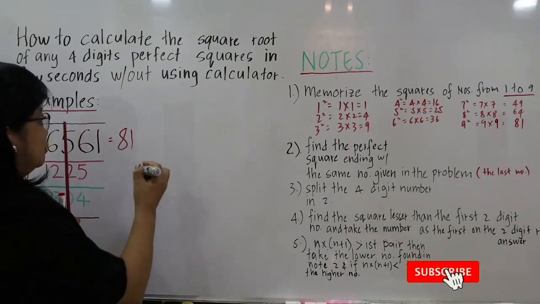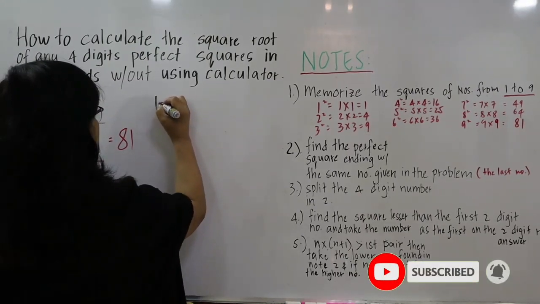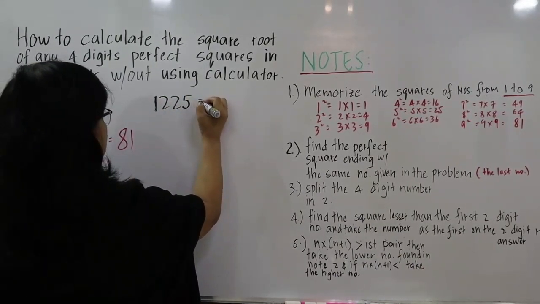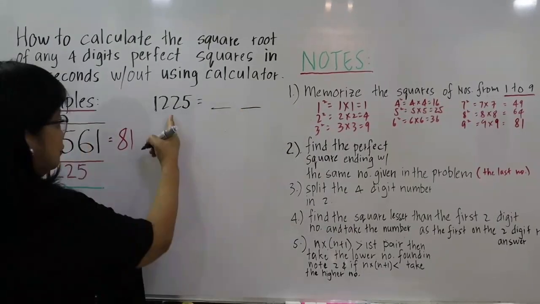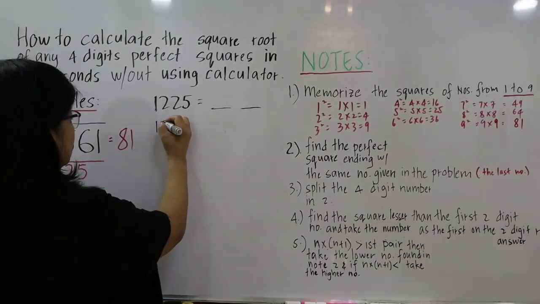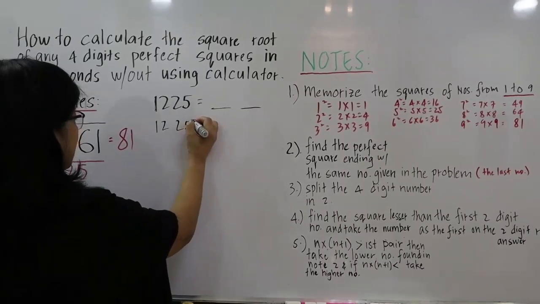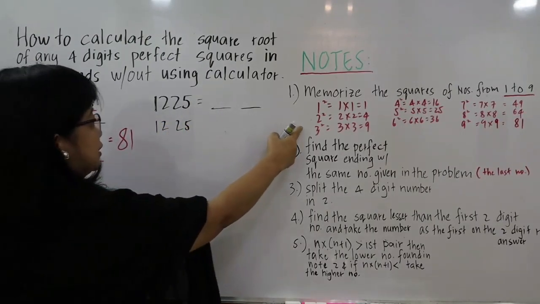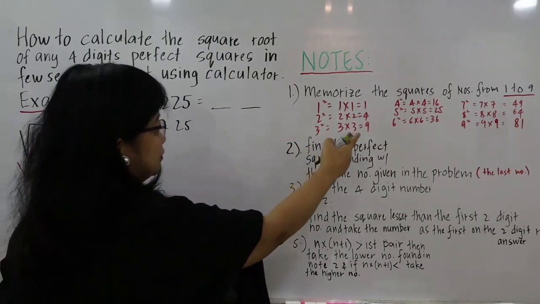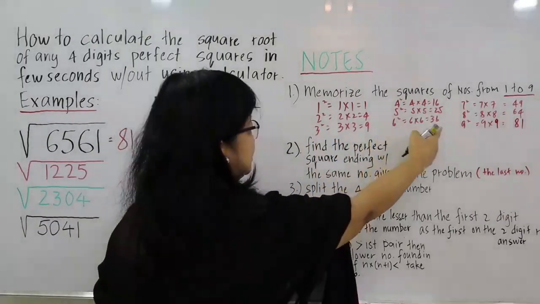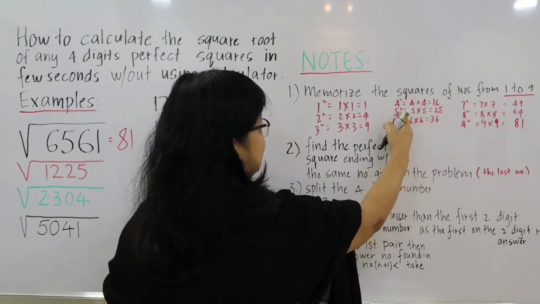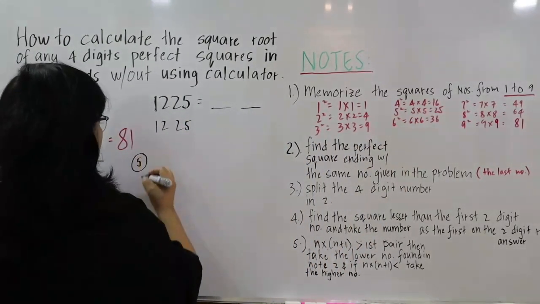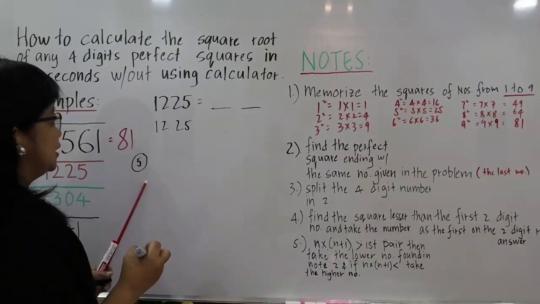The square root of 1,225 is equal to... Now, if we group this into 12 and 25, and of course, as I've said earlier, what are the squares ending in 5? The square of a number ending in 5 is equal to 5 squared, so we will take 5. We will use it later.